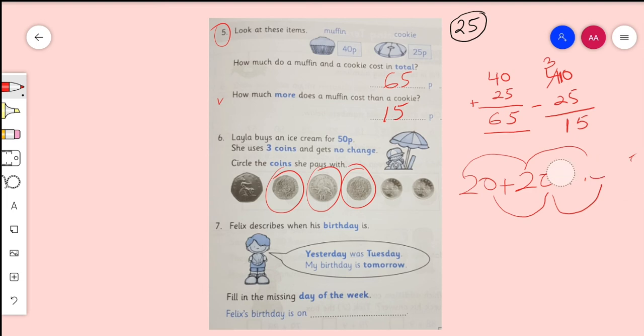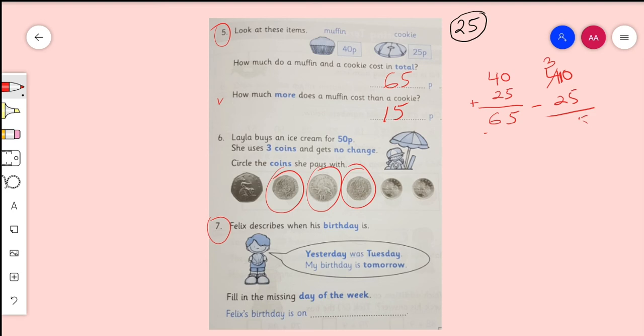Okay, let's go to question number 7. Flix describes when his birthday is. Yesterday was Tuesday. My birthday is tomorrow. Fill in the missing day of the week. Flix's birthday is on. So we need to find out when Flix's birthday is. We have been given 2 hints. Yesterday is Tuesday, right?